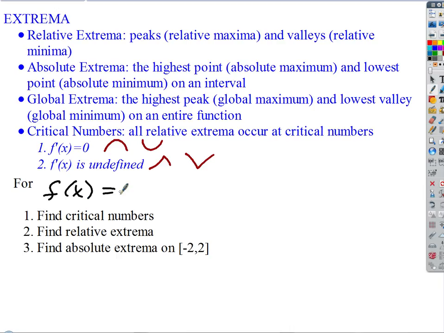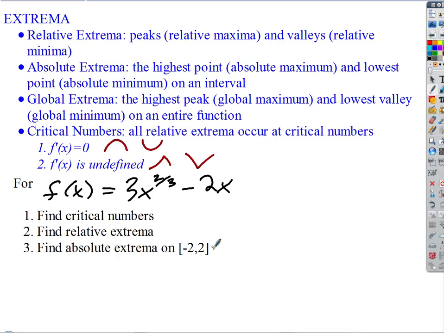Let's just take f of x equals 3x to the 2/3 minus 2x, how about it? Let's take that function and let's do 3 things. First of all, let's find all the critical numbers. Let's find the relative extrema, and then let's find the absolute extrema on an interval.